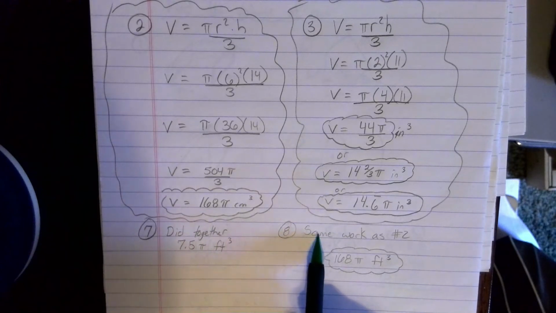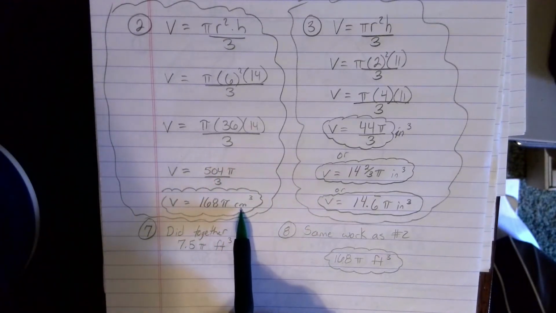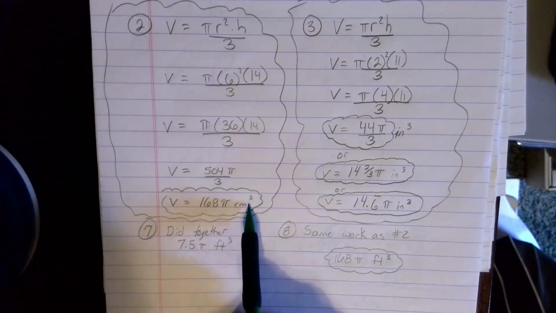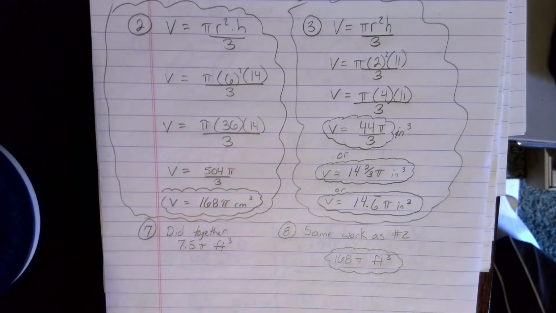And number 8 actually is the same exact work as number 2. It was just different units. I don't know how many of you noticed that. Hopefully a few. This was centimeters, so cubic centimeters, and this one was cubic feet. So yeah, there's your answers to all the volume.